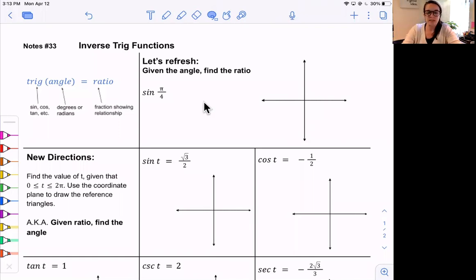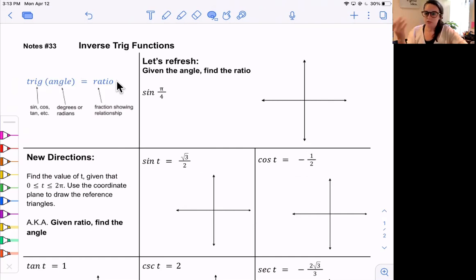In the past, we've had something like sine pi over 4. What that means is that we've been finding the trig function of a certain angle. The angle in this case is pi over 4, and the answer has been a ratio, right? It's a fraction showing the relationship between them. So the sine of this angle is this fraction, the cosine of that angle is this fraction, etc.